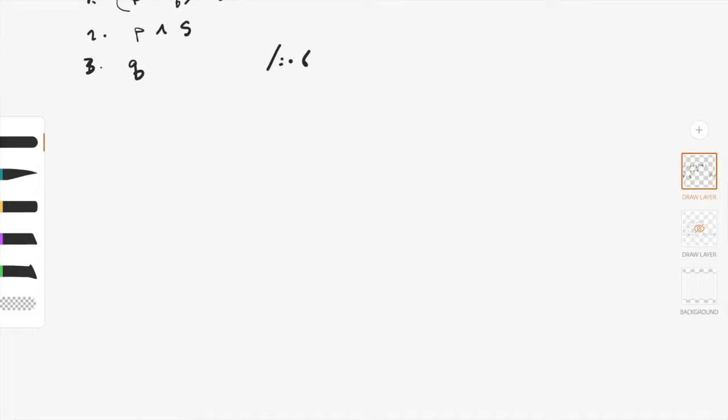P and Q implies R. P and S, Q, therefore R. So the proof is already set up for us. These 3 lines are the premises, so the proof actually starts from here.